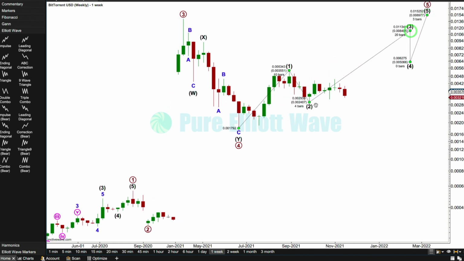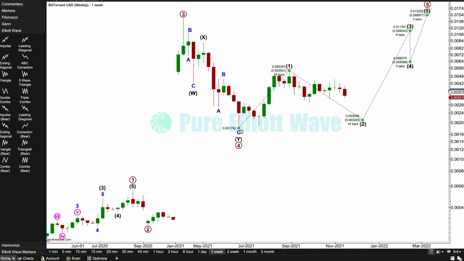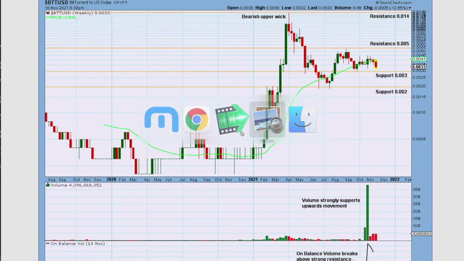I might consider that, and I'm seeing, so here's the invalidation point, 0.001792, and I expect price to make a new low below here, 0.002936 at least, but not below 0.001792. Let's take a look at classic analysis.